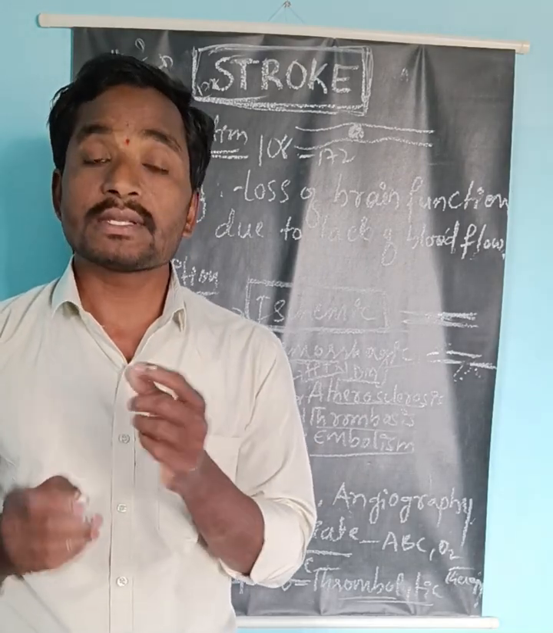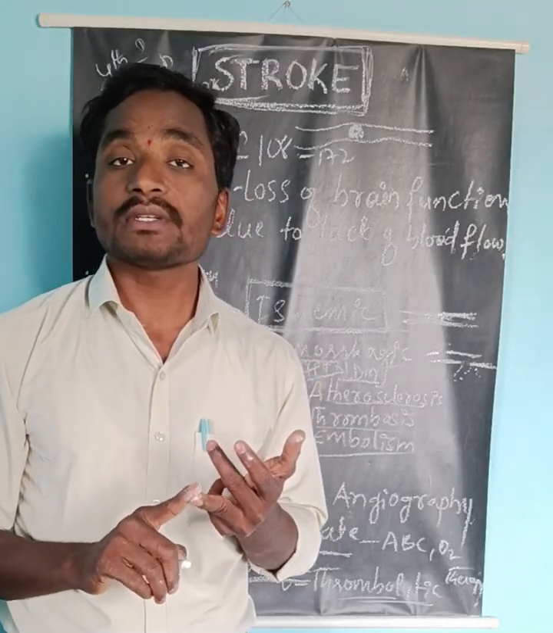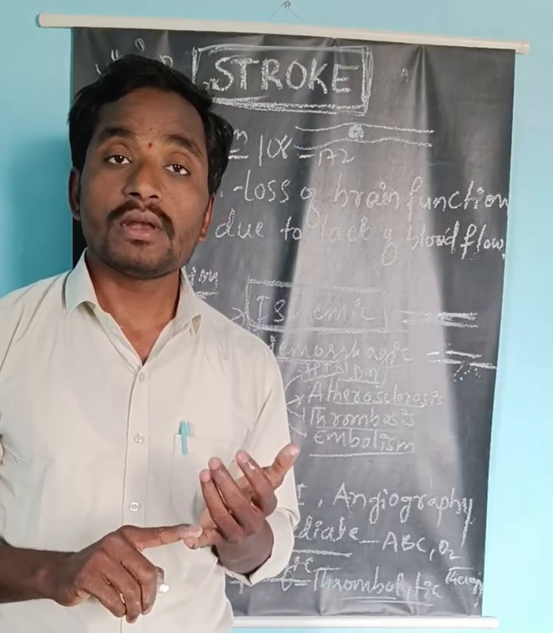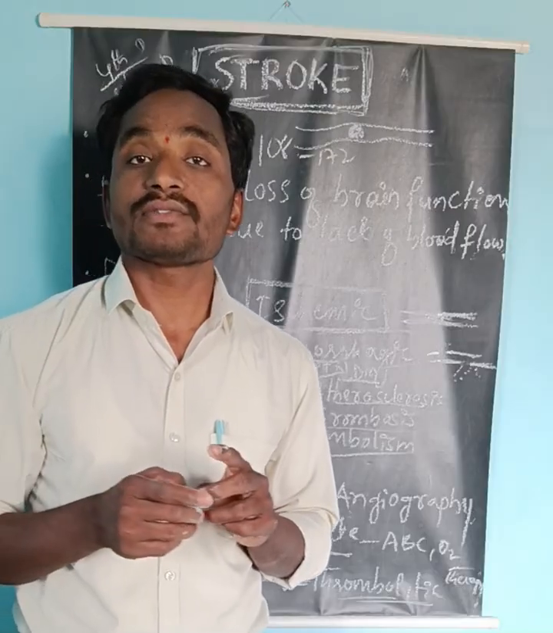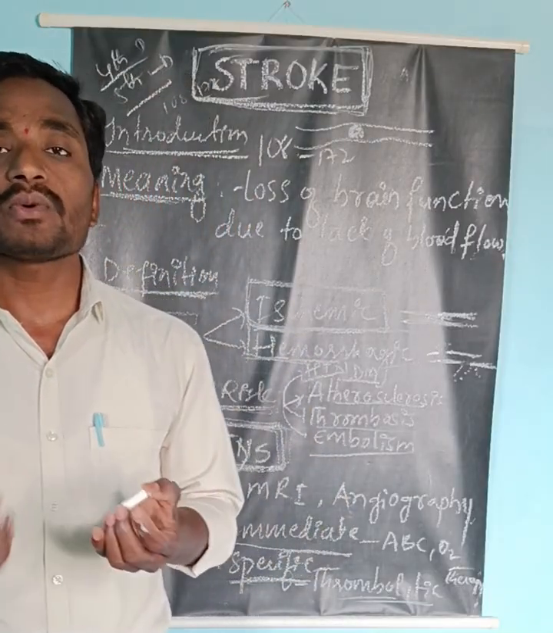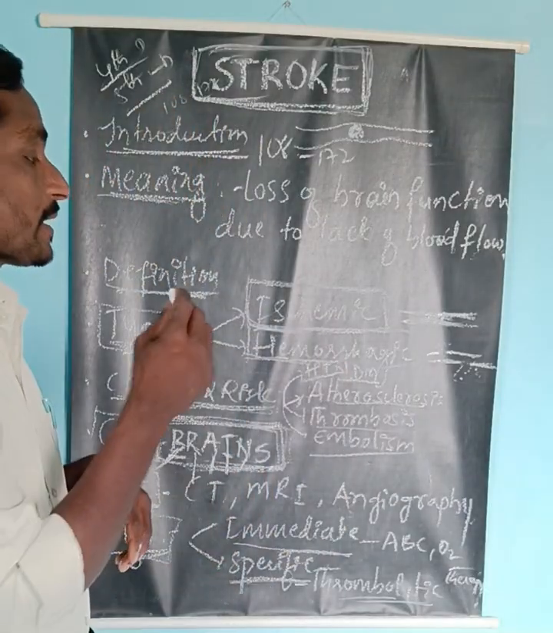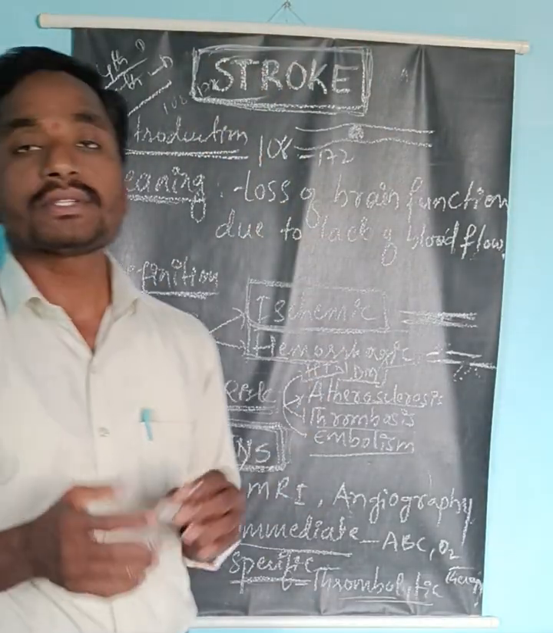The first one is avoidance of stress. Modification of lifestyle is very important: avoidance of smoking as well as alcohol, and avoidance of a sedentary lifestyle, by doing physical activity. These are the preventive measures to prevent complications resulting from underlying disease such as stroke. So this is regarding what a stroke is.